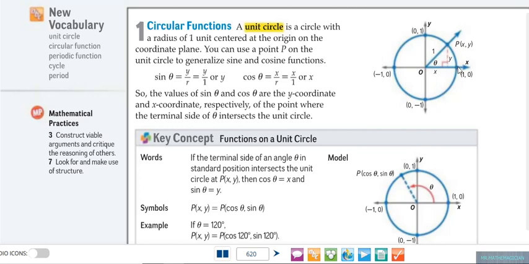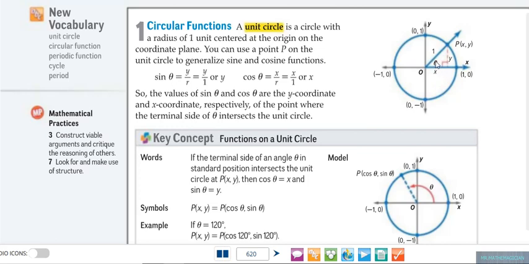So this point will be 1 and 0. This is 0 and 1, negative 1 and 0, 0 and negative 1. This is the initial side fixed on the positive x-axis. This is the terminal side passing through a point x and y. So this will be the x length, and this is the y length, and this is 1. Why is this 1? Because we said it's a unit circle.